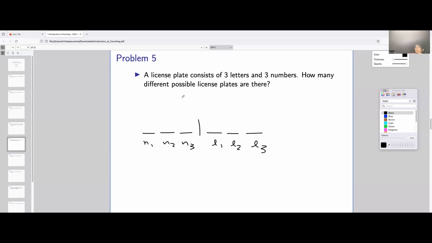Okay, so by number, I mean digits, right? So I mean digits from 0 through 9. So it turns out that this is just 10 digits. And how many letters do I have to choose from? Well, I have the letters from A to Z, and that is 26 letters. Okay, so right here, I have 10 possibilities for whatever digit I have here. Okay, so now I have 10 possibilities.